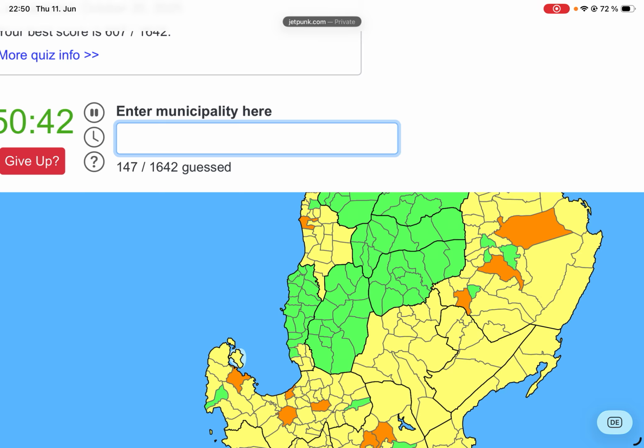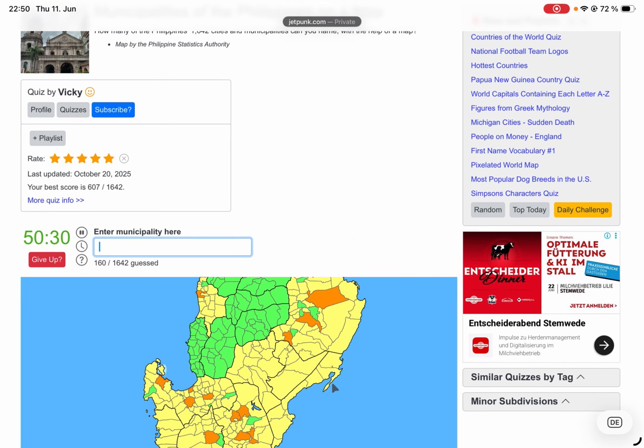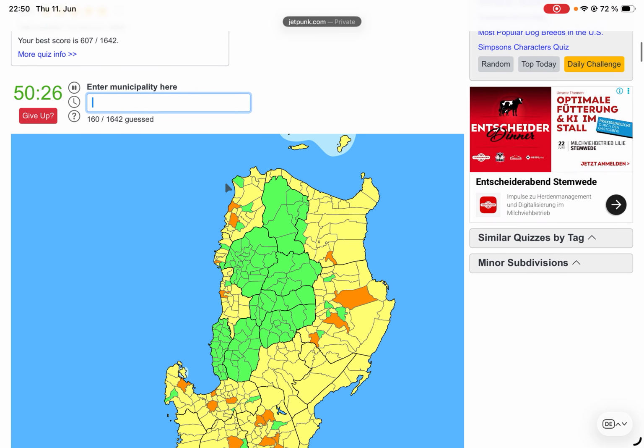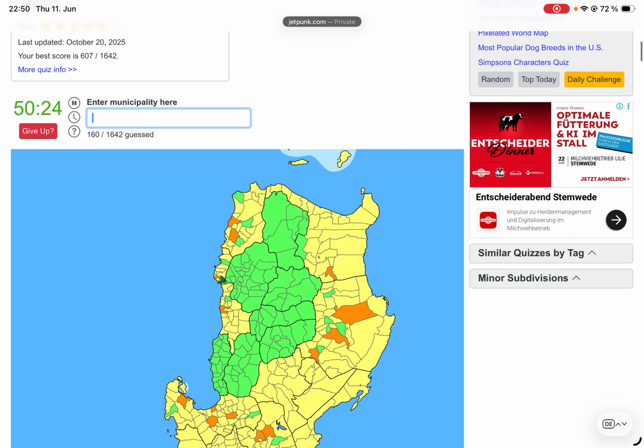Then we have Caba, Aringay, Agoo, Tubao, Pugo, Rosario, and Santo Tomas. All right, let's go north first to the province of Ilocos Sur.